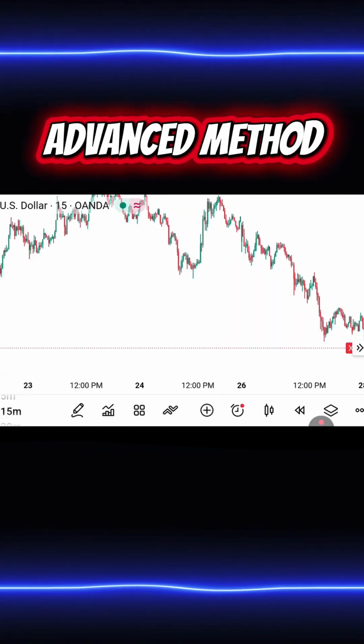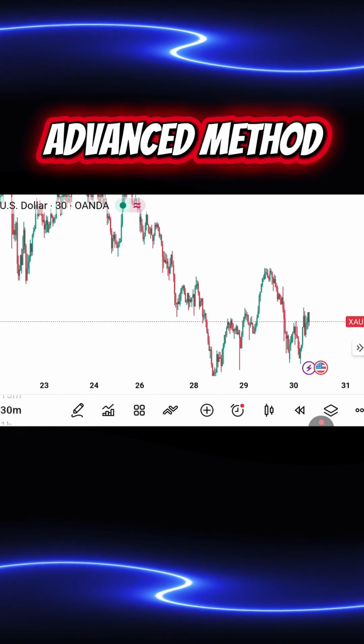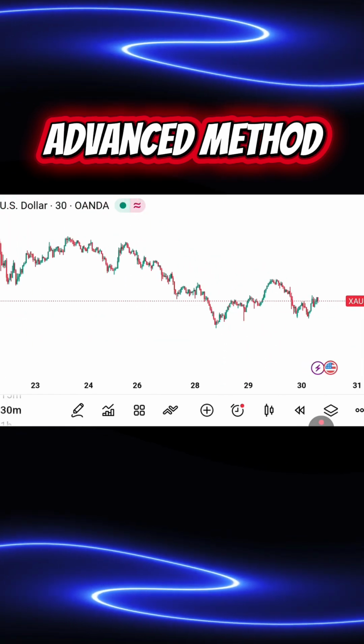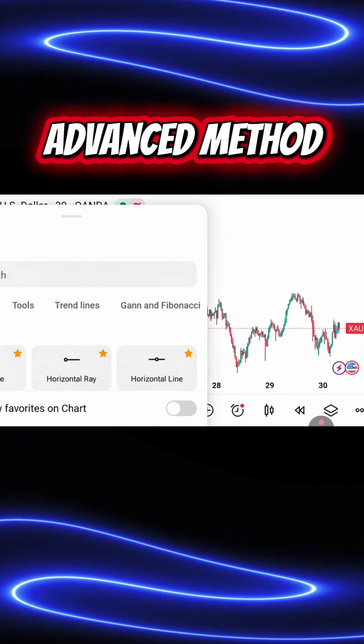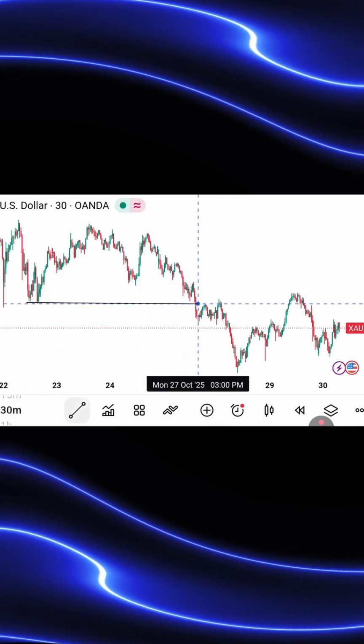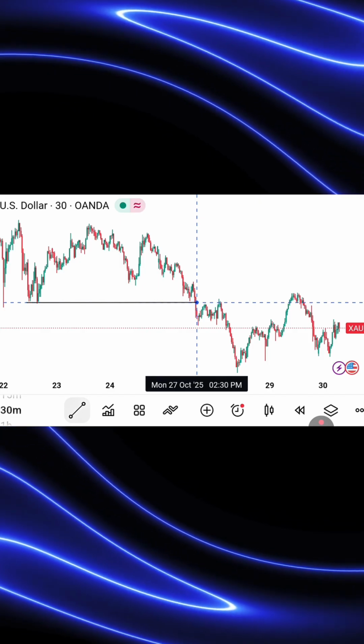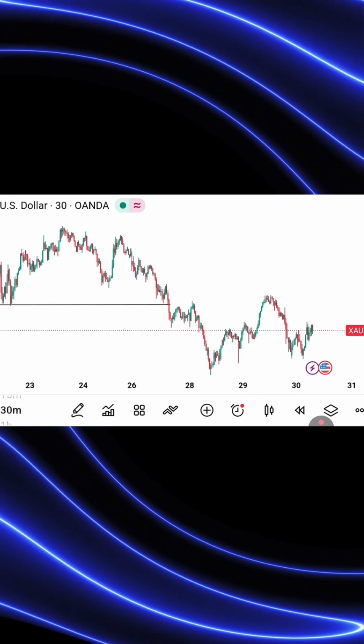First of all, let me change the time frame to 30 minutes so it can be a lot more visible for us to see. Now let's mark this place here as our most recent break of structure, because as you can see, there was a break of structure to the downside right from this area over here.